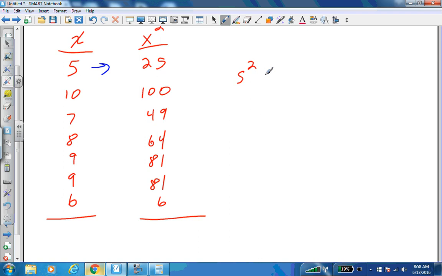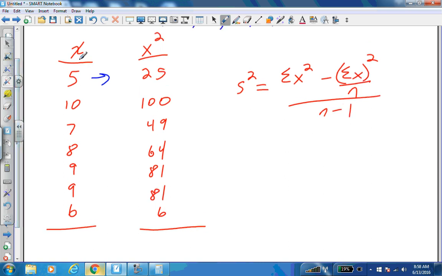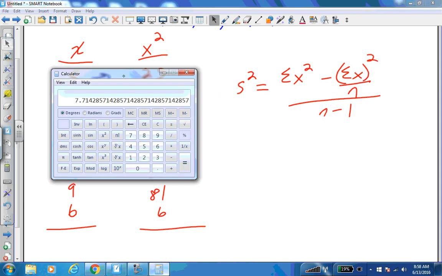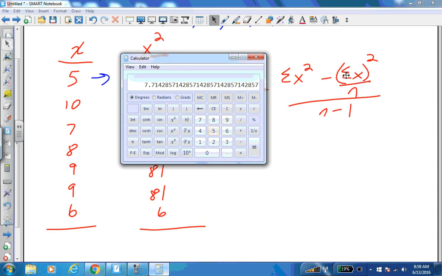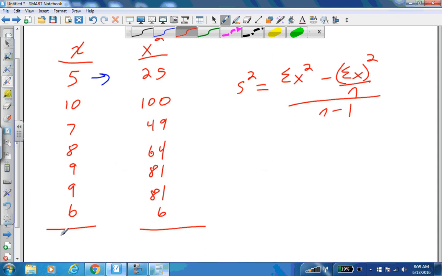So for our variance, remember we need the sum of the x squareds minus the sum of the x's, and that answer squared over n, all divided by n minus 1. So let's add these numbers. And we did that earlier, but we'll do it again. So summing our x's, that means add 5 plus 10 plus 7 and so forth. So remember that was 54.